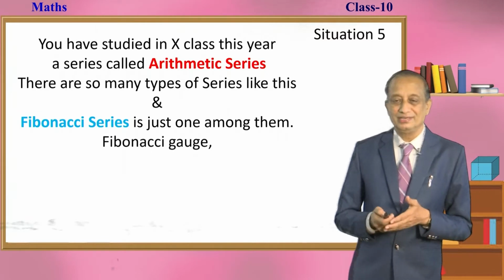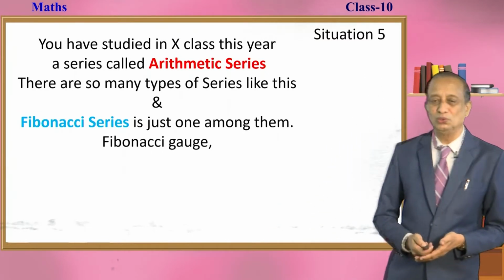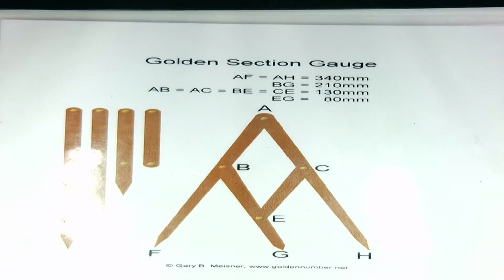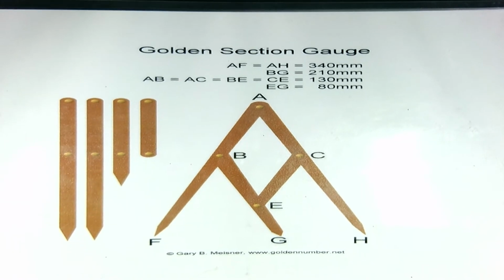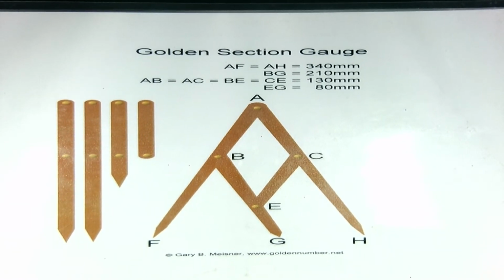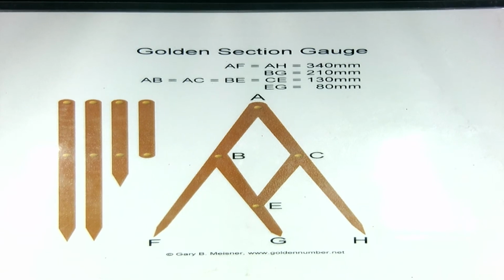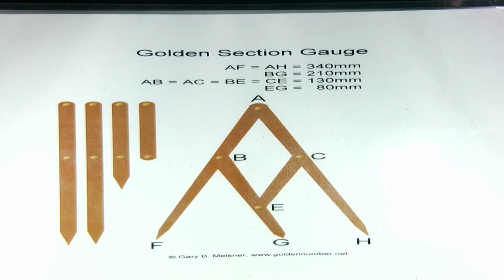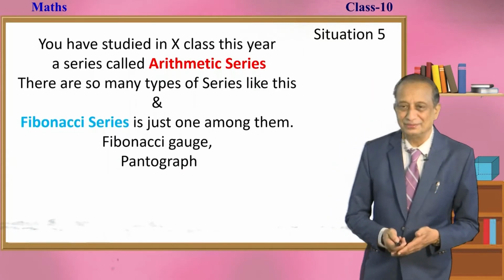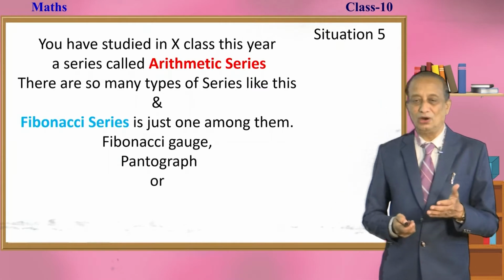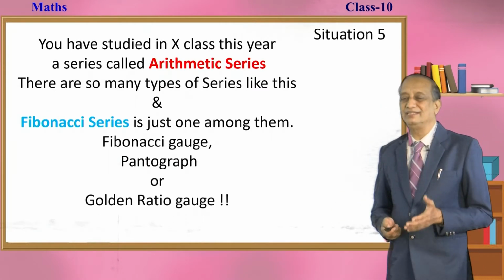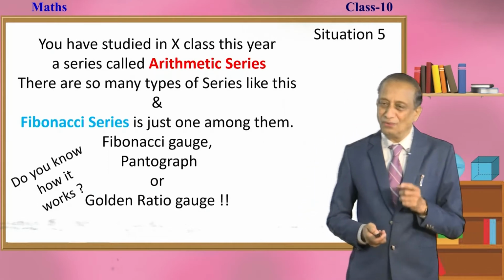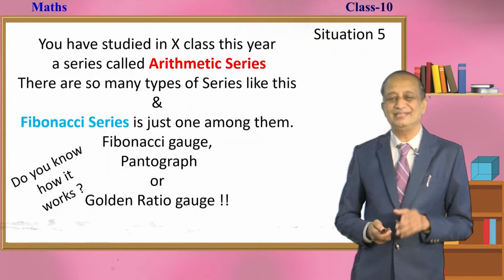Okay. So, here is a chart I wanted to show you. Observe this chart, children. This is called a Fibonacci gauge, pantograph, or a golden ratio gauge. Have you ever seen this kind of an instrument anywhere, children? Okay, thank you. Now, this is called by 3 different names: Fibonacci gauge, pantograph and golden ratio gauge. Do you know how this instrument, this gauge works, children?